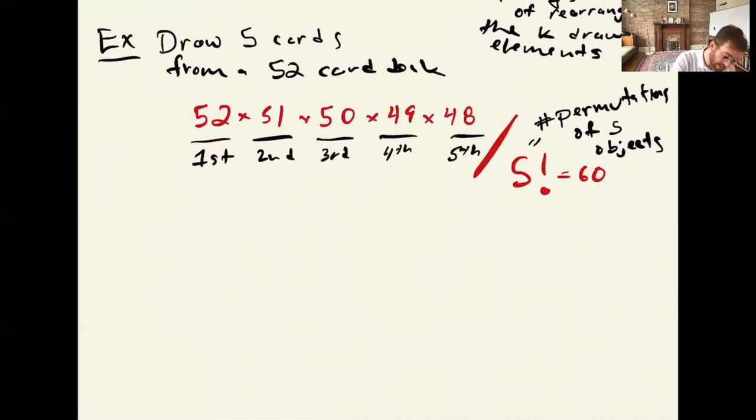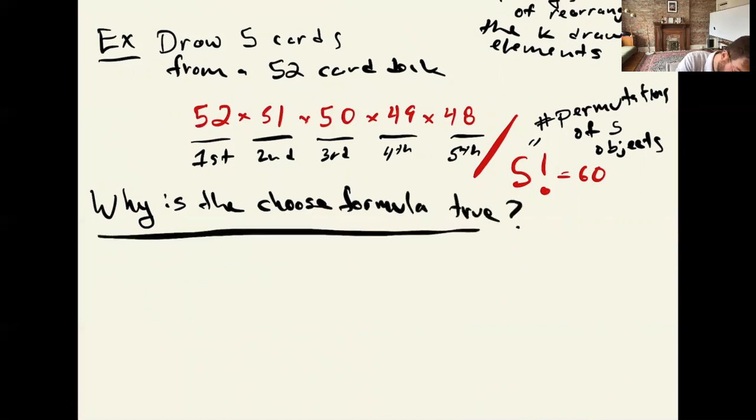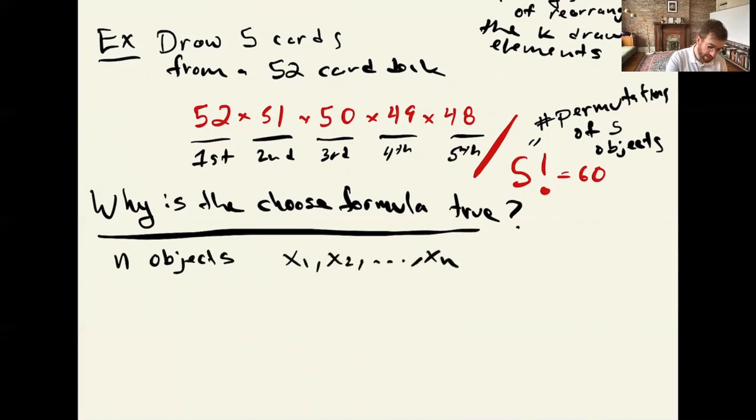So this idea that the number of permutations is counted by a factorial also gives you another way of thinking about why the choose formula is true. So why is the choose formula true? So imagine you've got n objects, which we'll just label x1, x2, on through xn. Now the number of permutations of these n objects is n factorial.